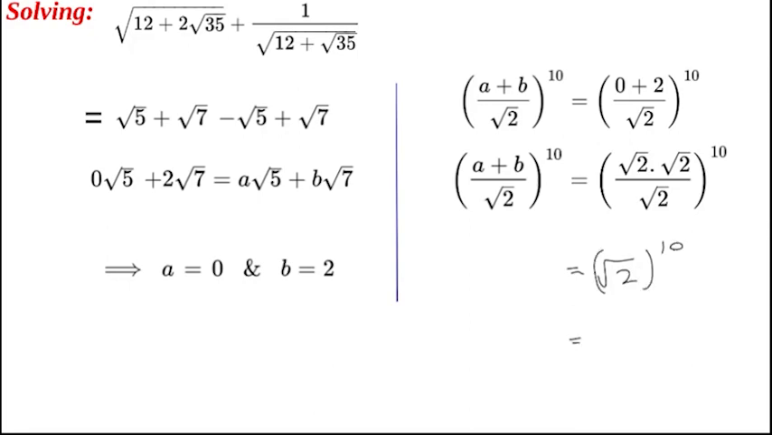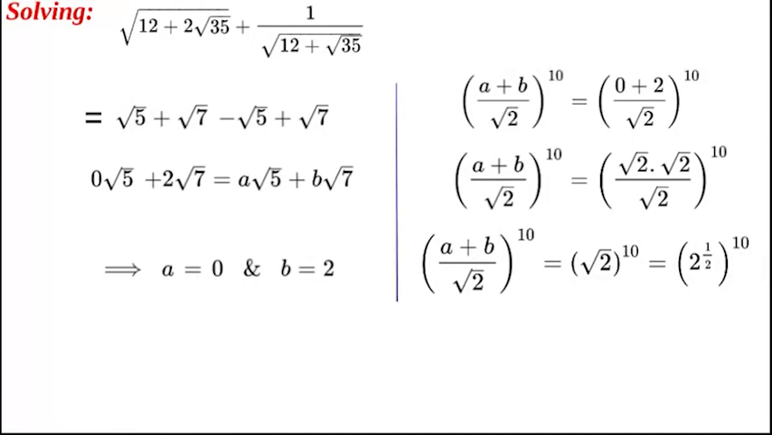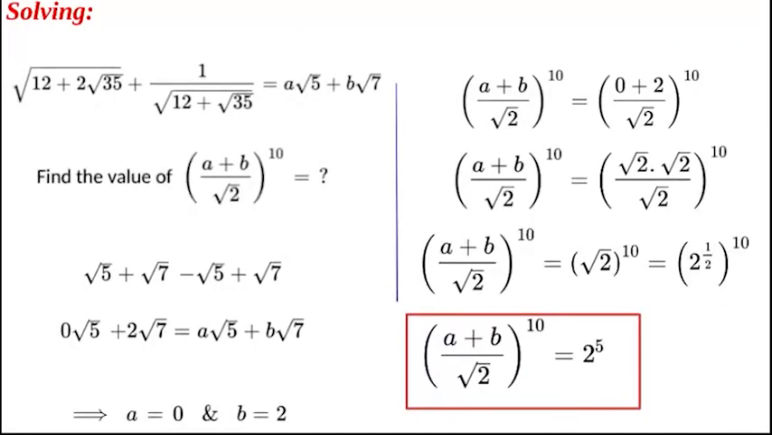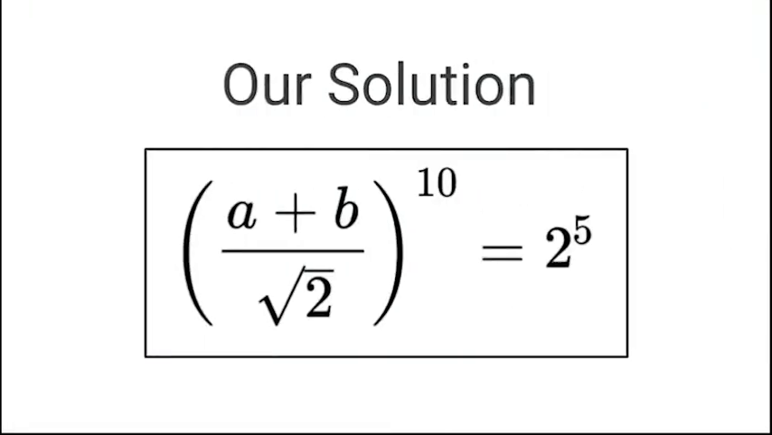which is equal to 2 to the power of a half. Multiply in by your 10, as we're going to apply the multiplication power rule, we will get 2 to the power of a half multiplied by 10, which is equal to 2 to the power of 5. Now that we have this, we can conclude that our solution to the problem a plus b over the square root of 2 to the power of 10 is equal to 2 to the power of 5.